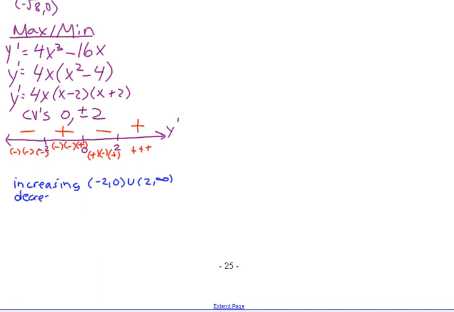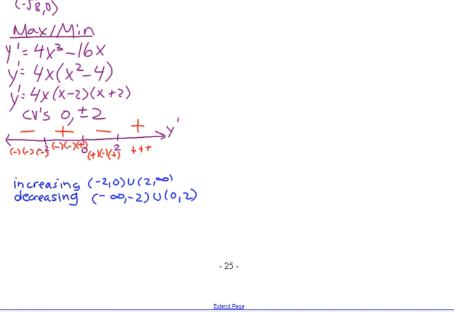Decreasing, all these. Negative infinity to -2, 0 and 2. What else do we need in this guy?